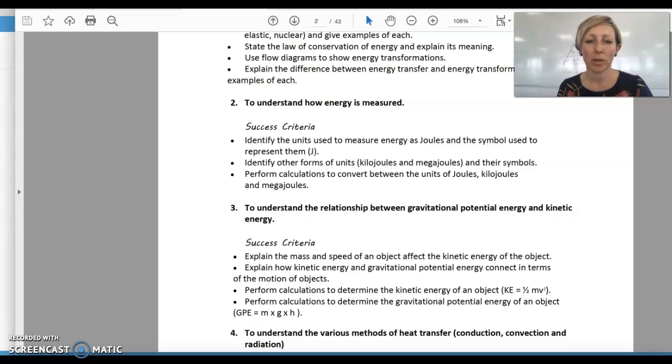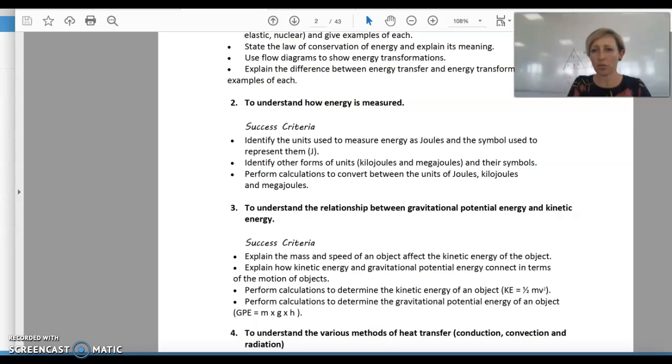You're asked to be able to identify the units used to measure energy. Now those units are always joules, but sometimes they'll be expressed as joules, as kilojoules, or as megajoules. You need to be able to recognize those and convert from one to another. So if you remember, we've done this in class, and you will find your activity on page 4.